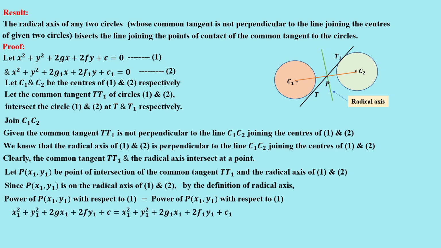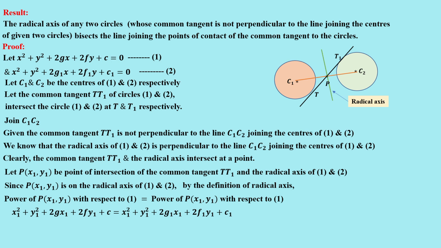Not 1, again I put 1, so that is a typo error. Instead of 1 you change it to 2. Second circle: the power with respect to the first circle is equal to the power with respect to the second circle for the point P(x1, y1). That is the definition.